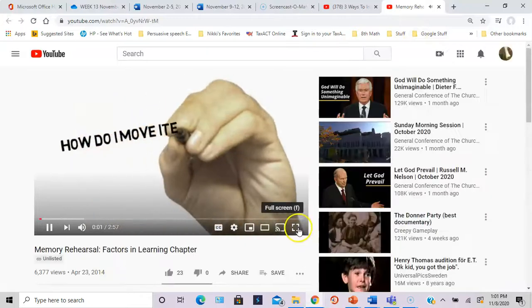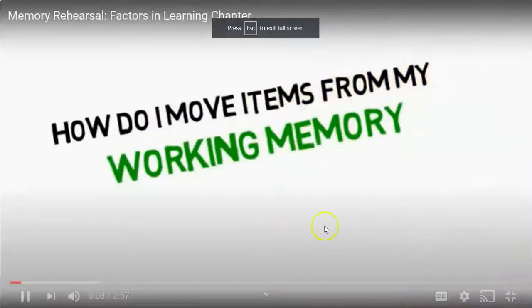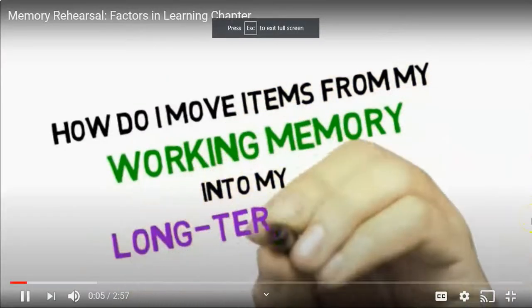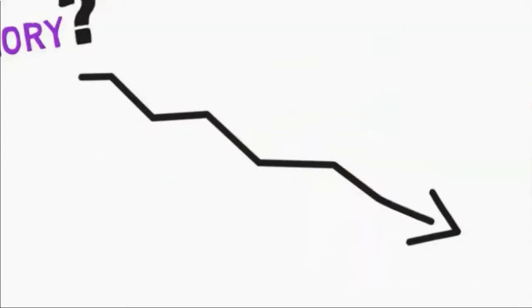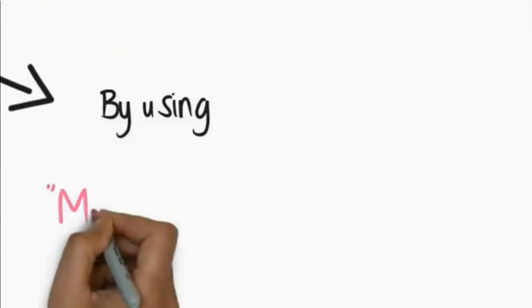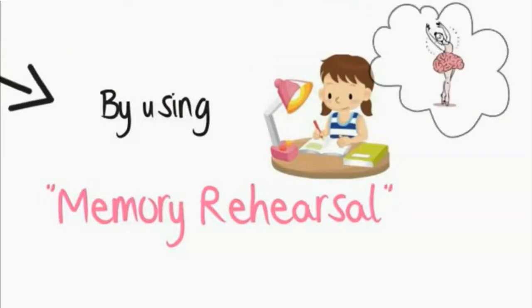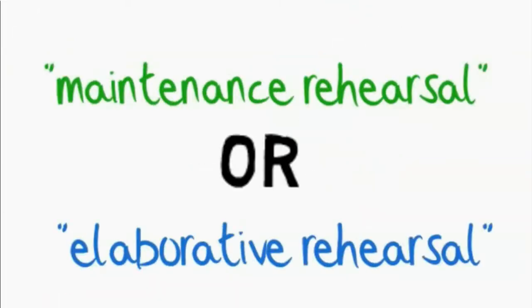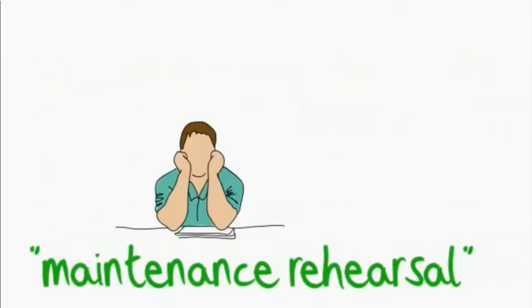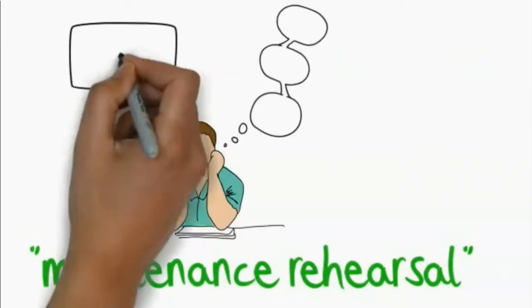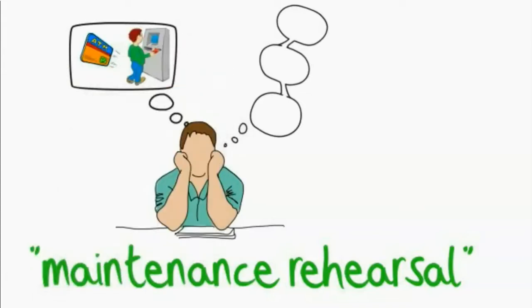How do I move items from my working memory into my long-term memory? Well, we do that by using something known as memory rehearsal, which can be done in one of two ways: by maintenance rehearsal or elaborative rehearsal. Maintenance rehearsal is the simple repetition of information in the working memory to encode it into long-term memory. So this is basically repeating over and over the information we are trying to remember.